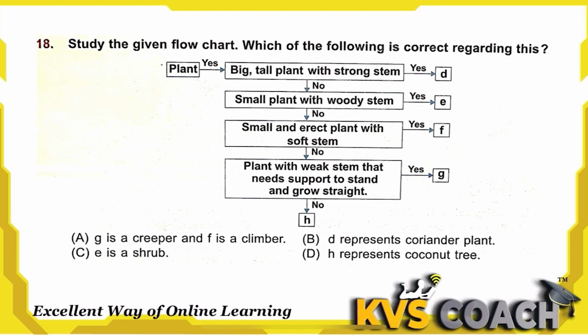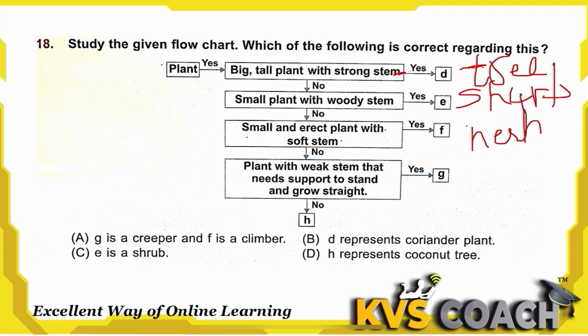Next question is, study the given flowchart. Which of the following is correct regarding this? Plant. Yes. Big tall plant with strong stem, that is called tree. Small plant with woody stem, these are called shrub. Small and erect plant with soft stem, these are called herbs.